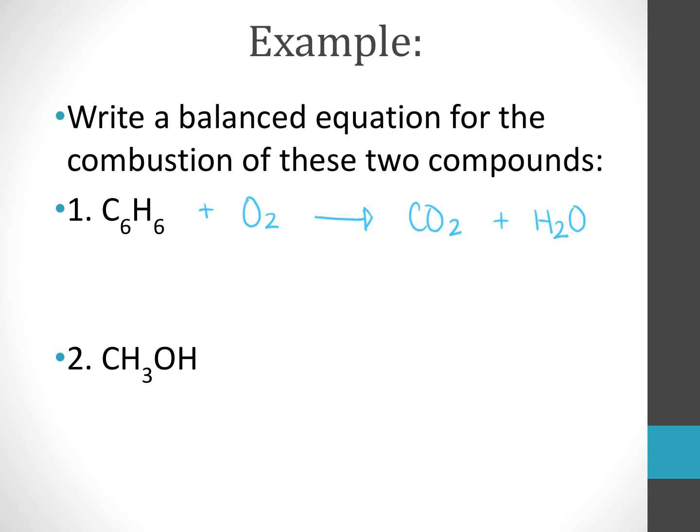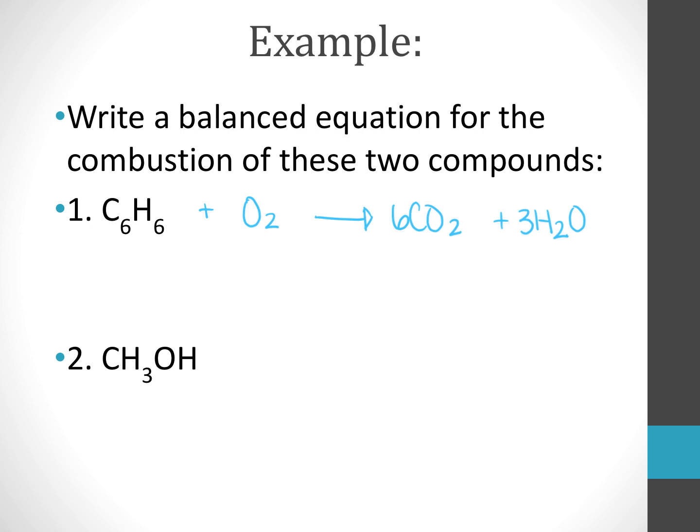So now our next step is to balance. And I just start at the carbon. So there's 6 carbons on the left side, so I'm going to put a 6 on the right side. Then I'm going to move on to the hydrogens. There are 6 hydrogens on the left side. So now I need to add a 3, so 3 times 2 equals 6 on the right side.